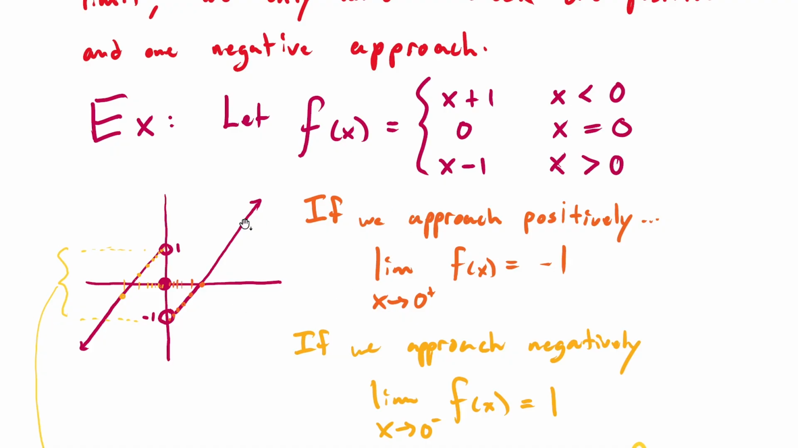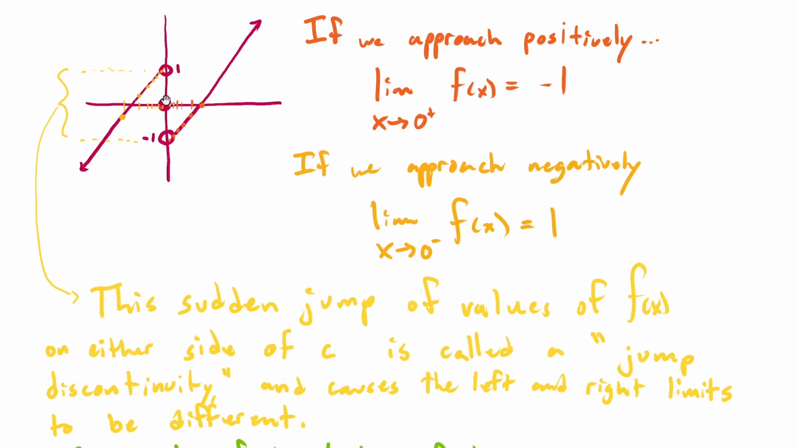Now, if I approach from above, we're following this curve, and we see that as x gets closer and closer to 0, these y values are getting closer and closer to negative 1. And likewise, if we come from below, then these y values are getting closer and closer to positive 1. There's a certain gap here. This gap, this jump between this left limit and this right limit, these are going to be called jump discontinuities. And they cause the left and right limits to be different.